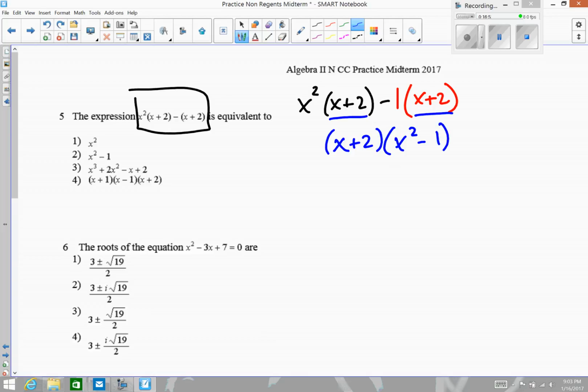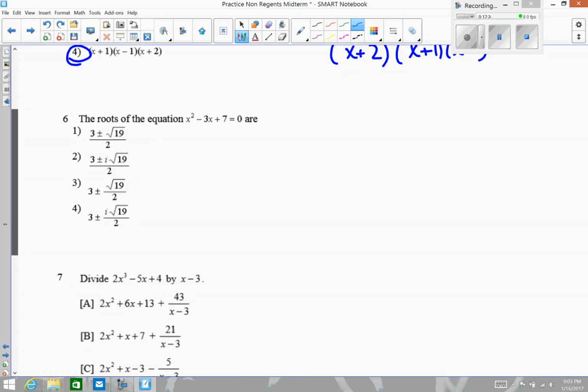Now I can look at this and say this is difference of two perfect squares. I can factor that further. Bring down my x plus 2. And I can see that there are 3 binomial factors. Also, if you notice on this thing, this should end up becoming a cubic function. So I should be able to eliminate 1 and 2 right off the bat. Let's move on now to number 6.